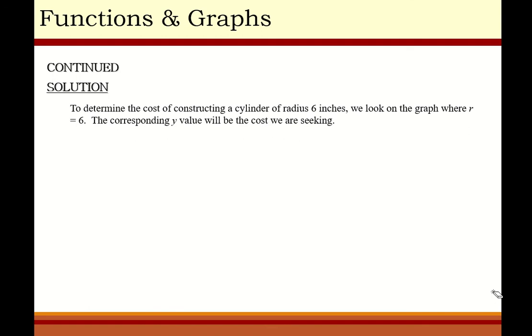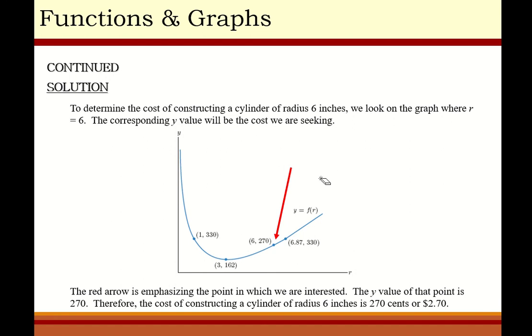So this is the solution of this problem on functions and graphs. To determine the cost of constructing a cylinder of radius 6 inches, we look on the graph where r is equal to 6. Correspondingly, the y value will be the cost we are seeking. From this graph, this red arrow is emphasizing the point in which we are interested, and the y value of that point is 270. So therefore, the cost of constructing a cylinder of radius 6 inches is 270 cents or $2.70.